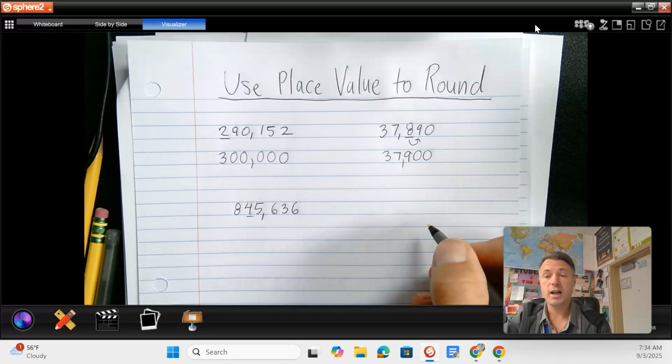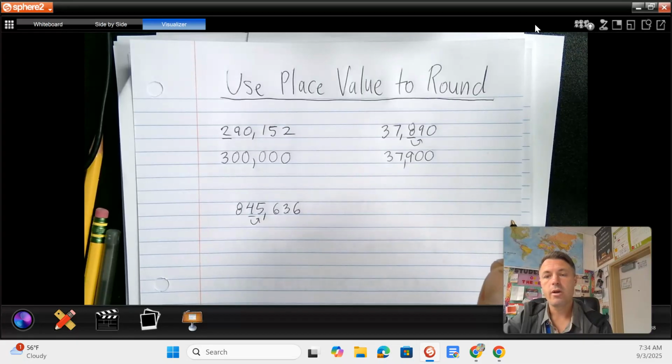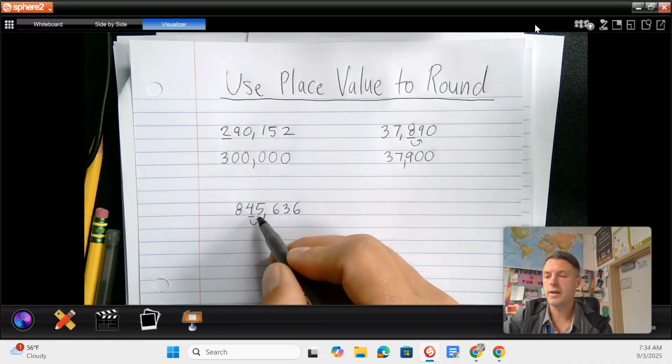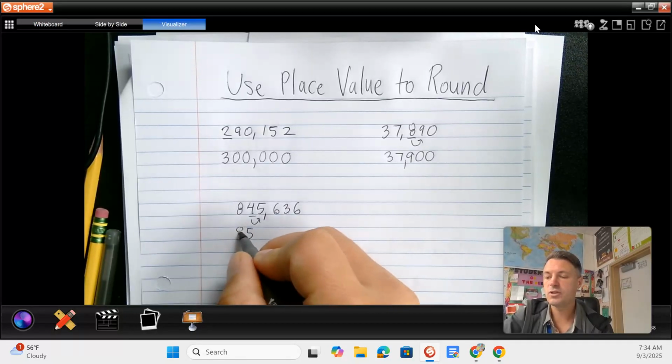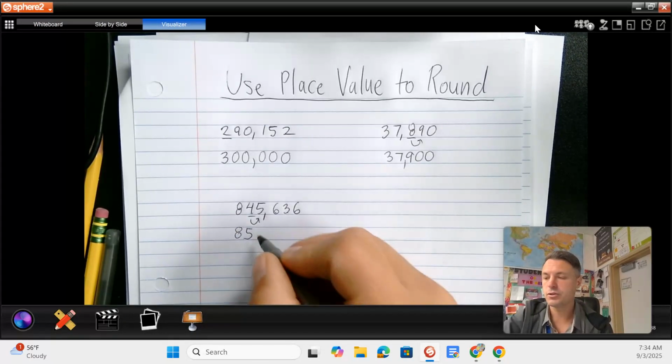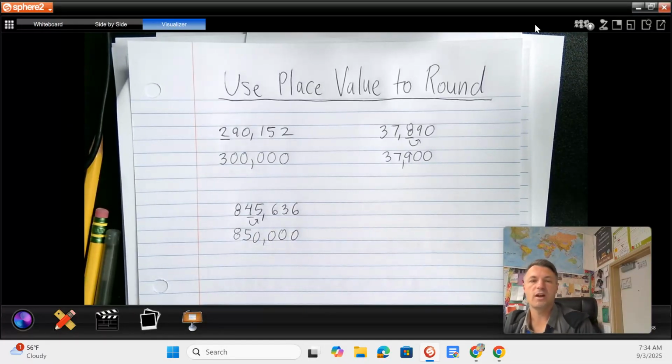So the 4 is the number asking for a raise. He asks for a raise from the digit to his right, and he says, hey 5, can I have a raise? Now 5, if it's 5 or more, up the score. 4 or less, let it rest. It's 5 or more, so the 5 says yes. So the 4 becomes a 5. Again, everything to the left stays the same, and everything to the right becomes zeros. So 845,636 rounds up to 850,000.